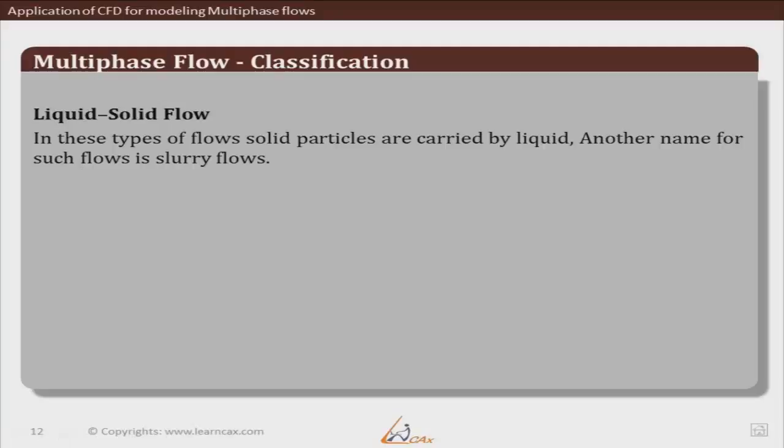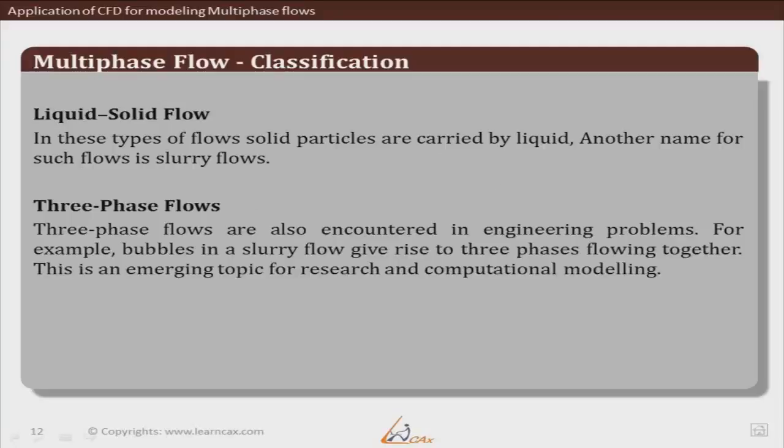Another name or terminology for such type of flows is basically slurry flows. The most complex type within multi-phase flow is basically three-phase flows, which are encountered in many engineering problems. For example, bubbles in a slurry flow give rise to a three-phase system, and this is still an emerging topic for research as well as computational modeling. So as the number of phases increases, the modeling becomes much more complex. So this is the overall classification of multi-phase flows.